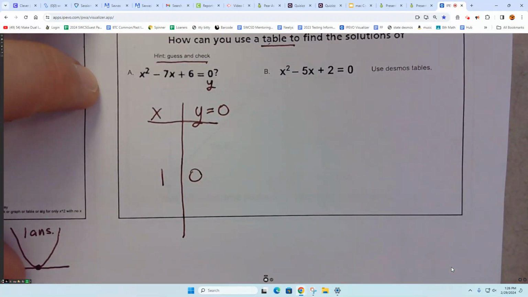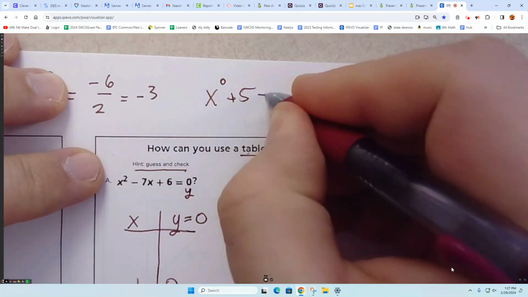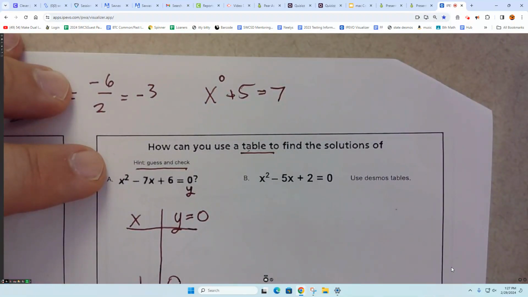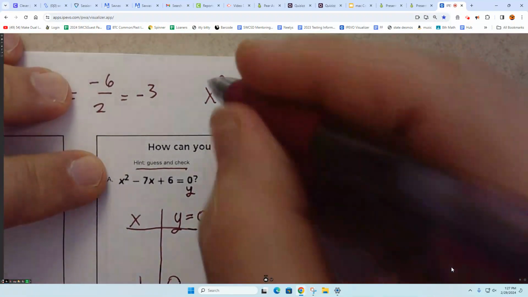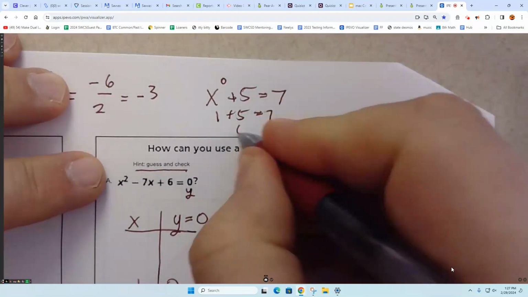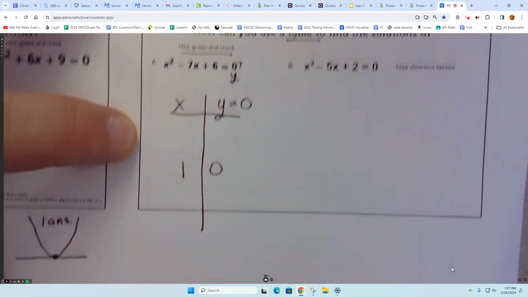I have a question. If it's no power, would it be 0 answers? No power, yes, because no power would be x to the 0 plus 5 equals 7. X to the 0 really means what? 1. 1 plus 5 equals 7. How do I solve it? When 6 equals 7, there are no solutions. I like that question.